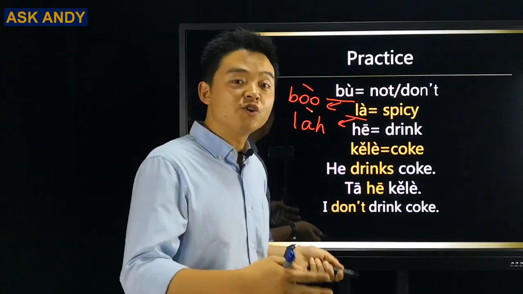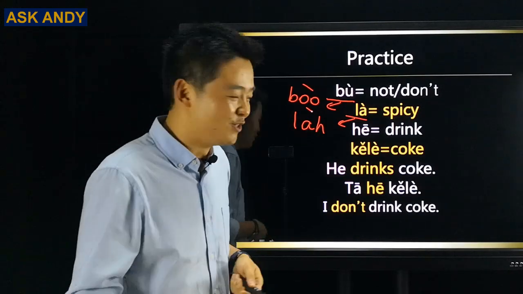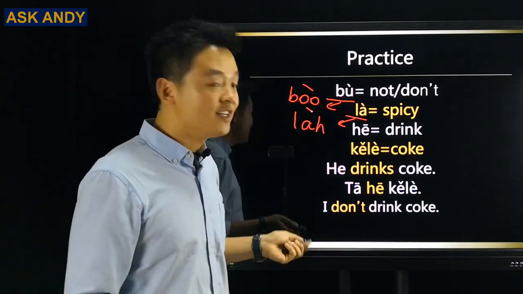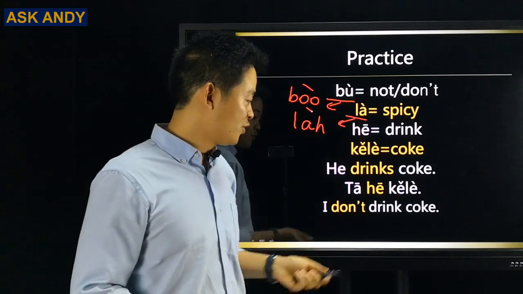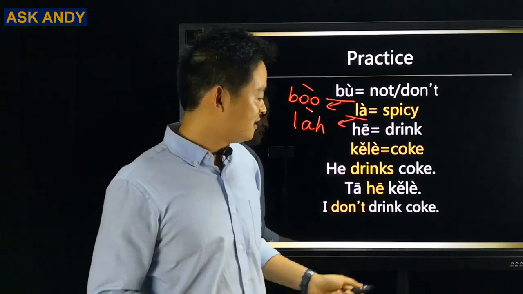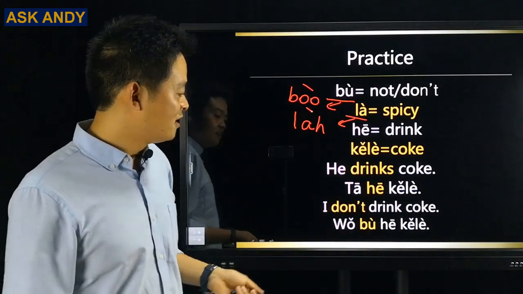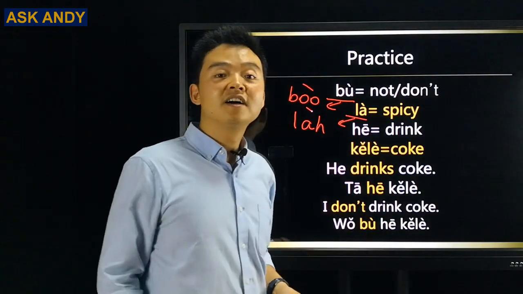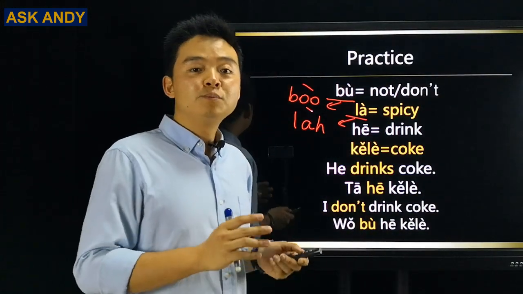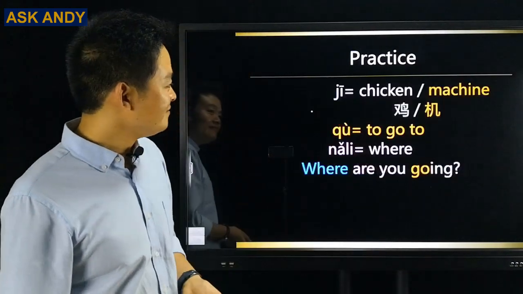And then I don't drink Coke. Think about it. How can you do that? So I is 我, don't is 不, drink is 喝, Coke is 可乐. It's easy. See the answer? 我不喝可乐. Easy, right? Okay, let's move on.